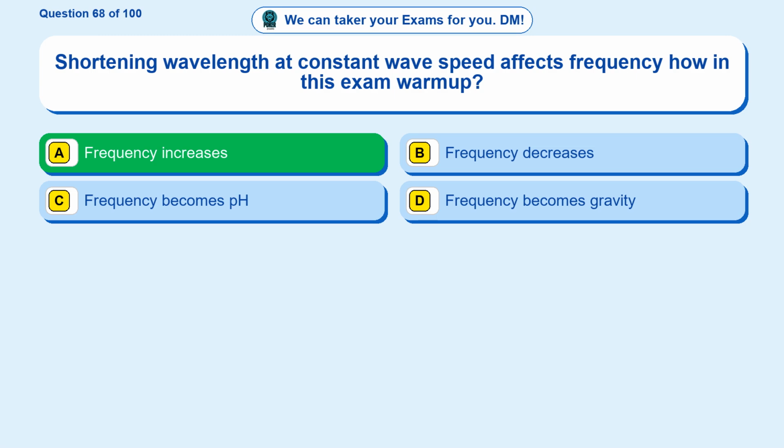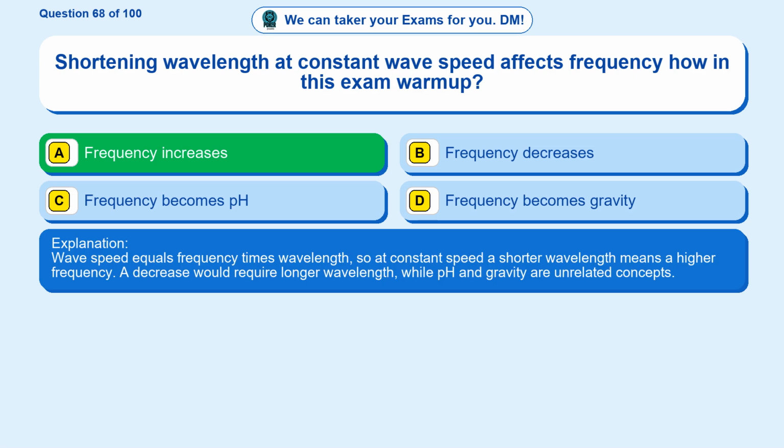Frequency increases. Wave speed equals frequency times wavelength, so at constant speed a shorter wavelength means a higher frequency. A decrease would require longer wavelength, while pH and gravity are unrelated concepts.